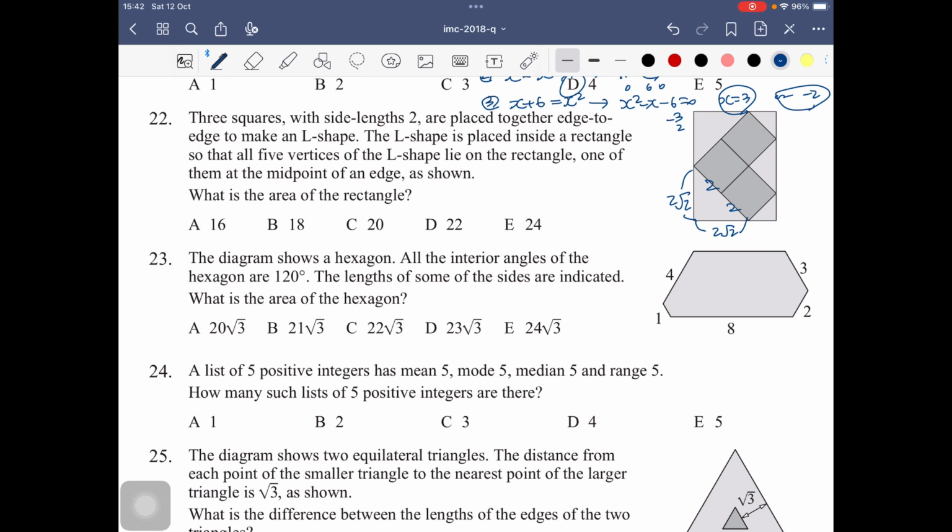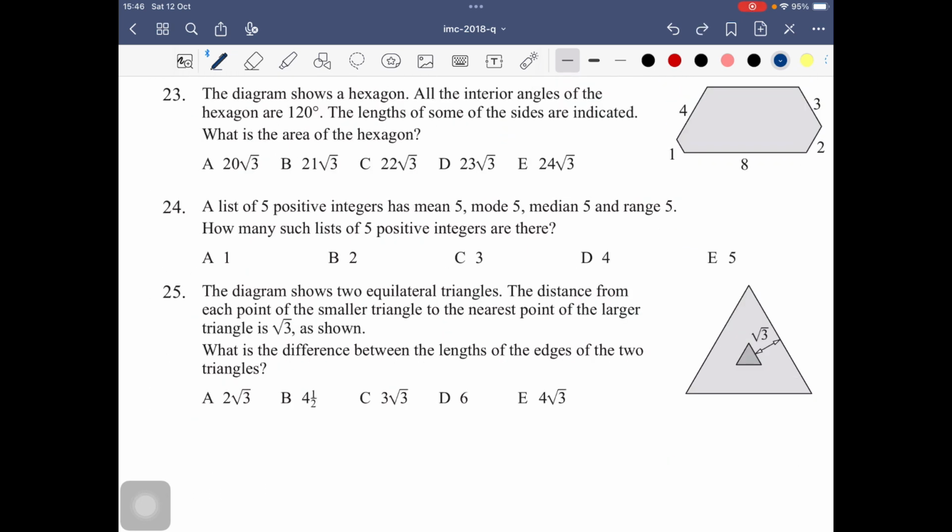Because we know the ratio of this right isosceles triangle, and because this is 2, this should be square root of 2. And this is 2 square root of 2, which means the length is 4 square root of 2 with 3 square root of 2. So that's 24. So number 23.